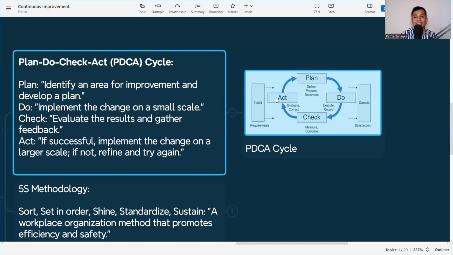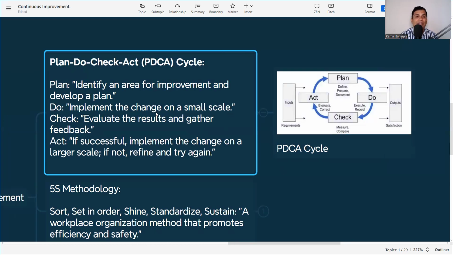Plan, do, check, act. According to what we plan, we have to do the work, then we need to check, and then we need to act according to the checkpoint, whether any redefinition of the process is required or not. Then we need to again redefine the process to meet the customer satisfaction. So that is plan, do, check, act.